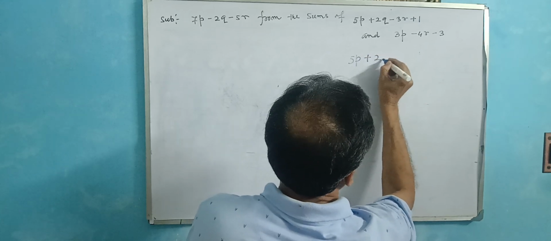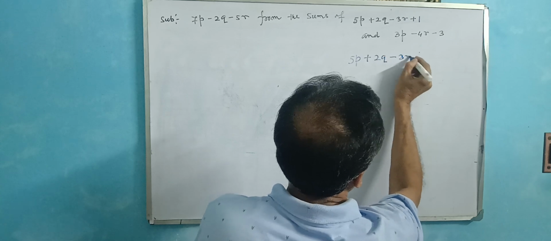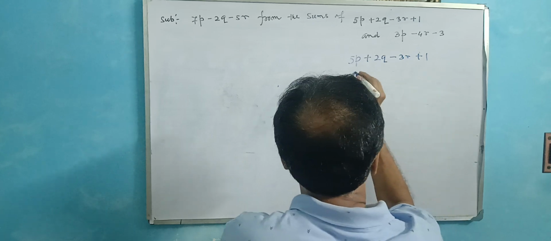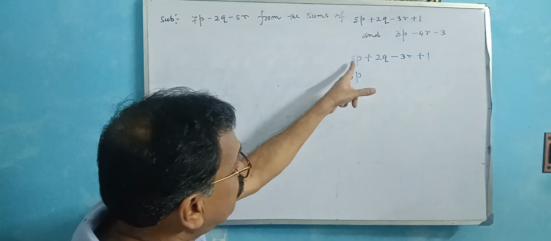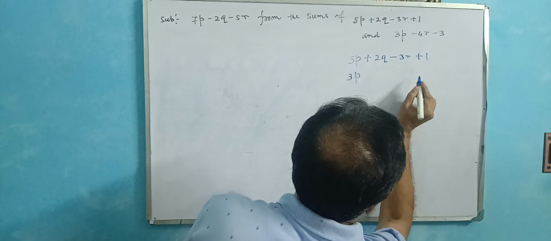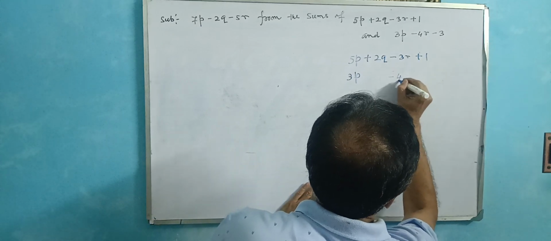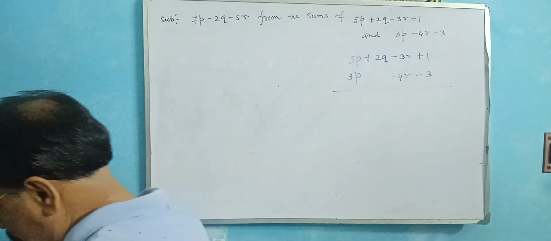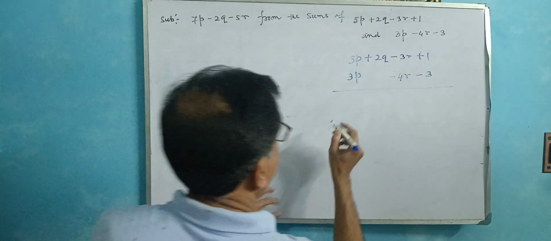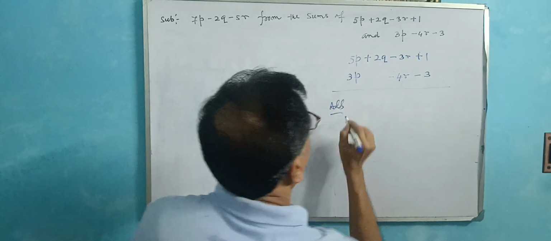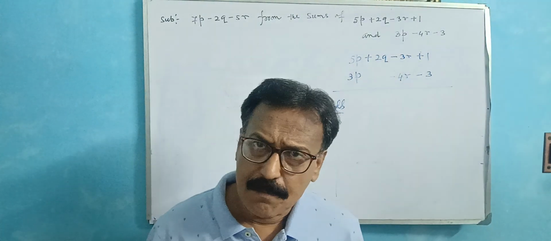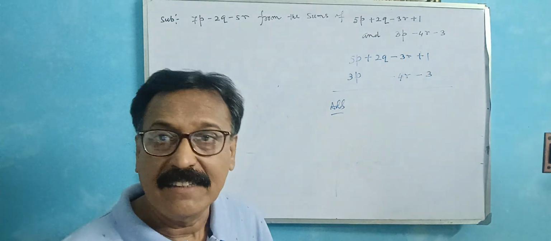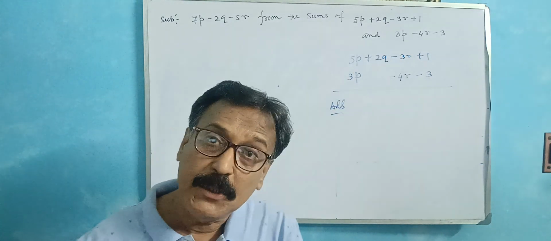Sum of this: 5p plus 2q minus 3r plus 1. Column process, just I have done. So 3p here is 3p, take p এর নিচে p, the like term 5p 3p. Okay, minus 4r, so here is minus 4r and this is minus 3. Add, এটা কি বললাম, add করতে বলেছি। Add এর ক্ষেত্রে সাইন চেঞ্জের ব্যাপার নেই, there is no reason for the sign change because it is not a subtraction, adding.